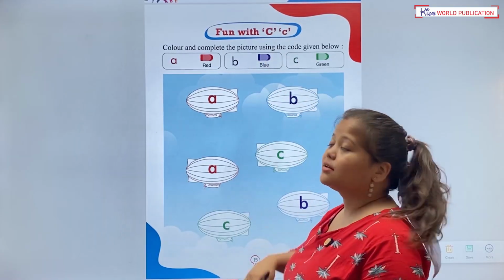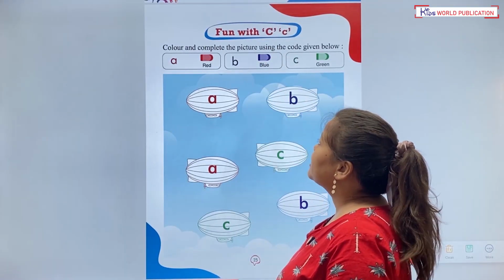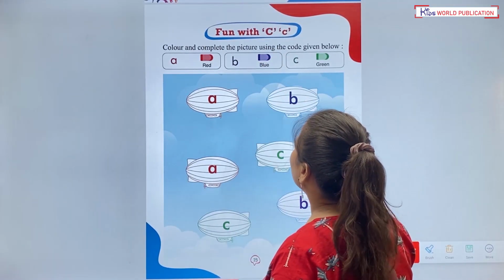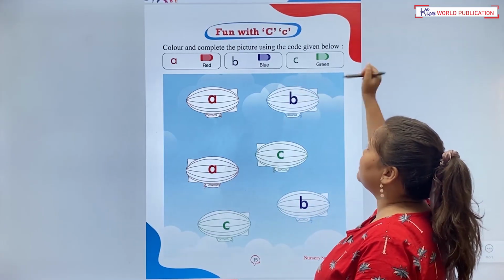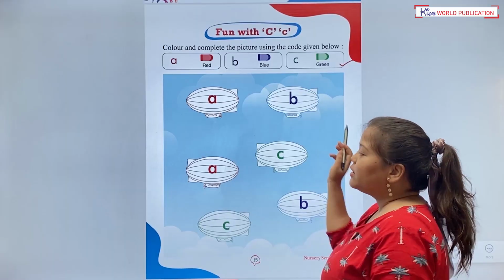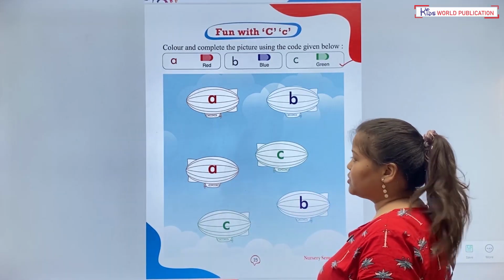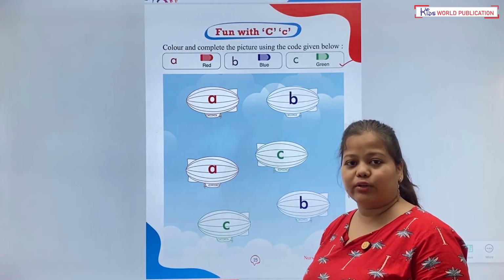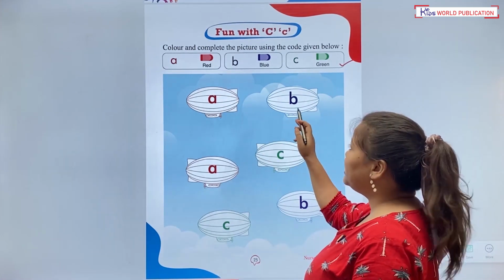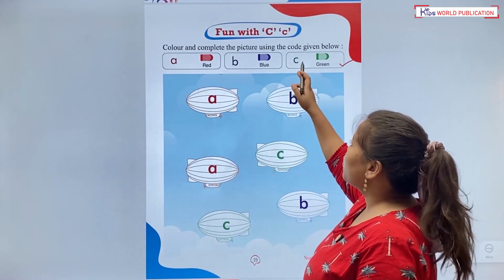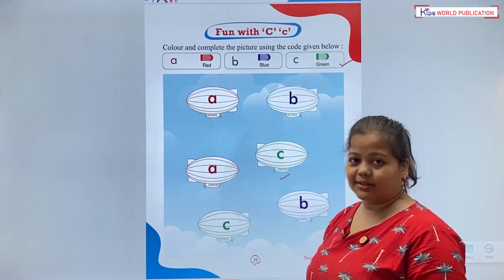Fun with C, K. Color and complete the pictures using the code given below. A, red. B, blue. C, green. So kids, here are some given pictures and you will color them according to the code. Code A in red color, code B in blue color, code C in green color.